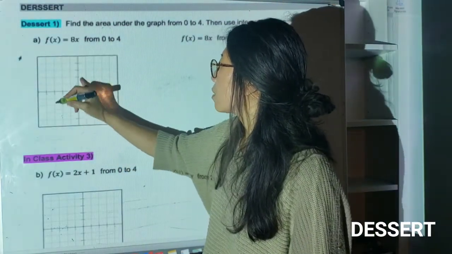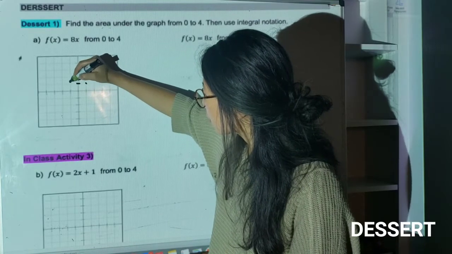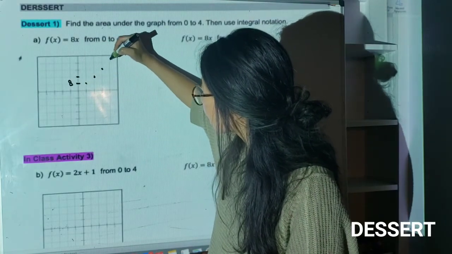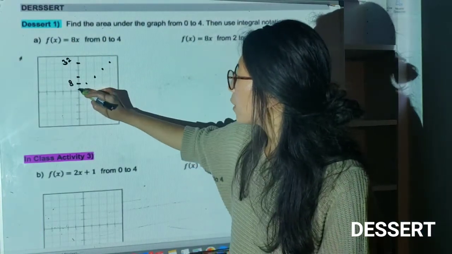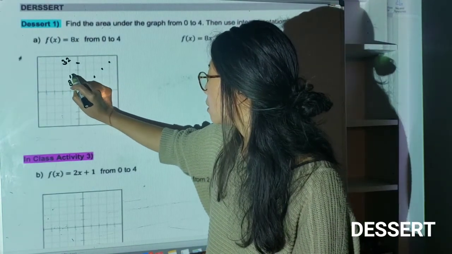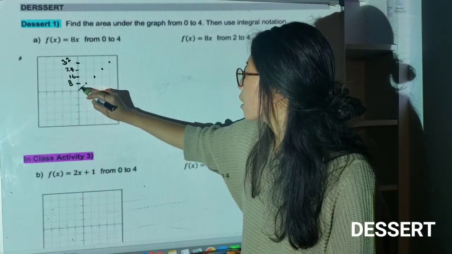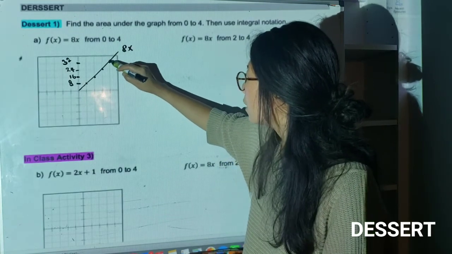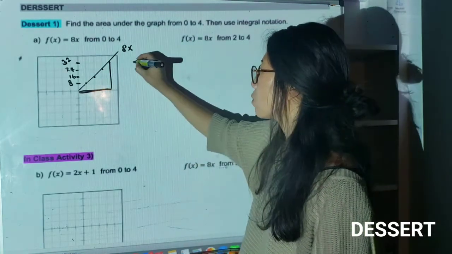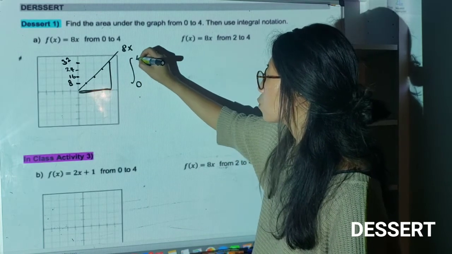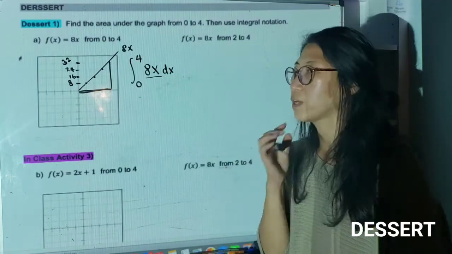Since 8x is going to be a really sharp slope, I'm going to make each height 8, then 16, then 24, and 32. So I see that the 8x graph is going to look this way, and basically they're asking to find the area under it. If I want to write this in integral notation, it would be find the area from 0 to 4 of 8x dx, because I want to find the area under the curve.